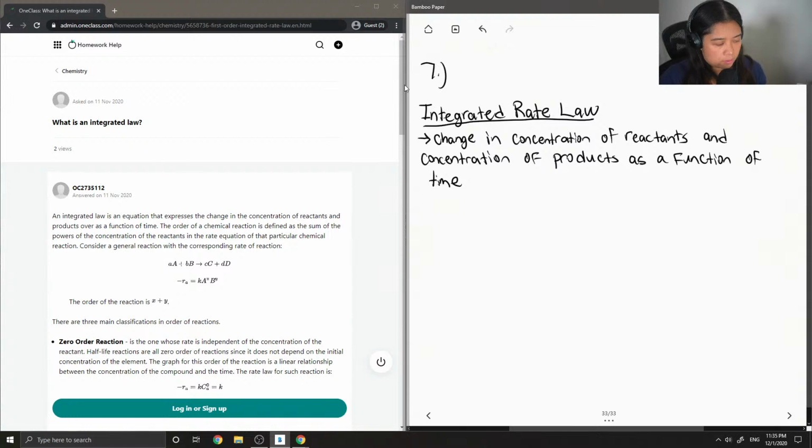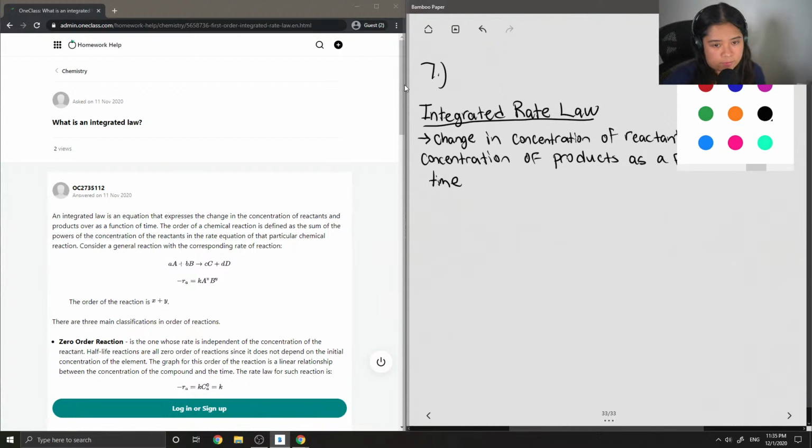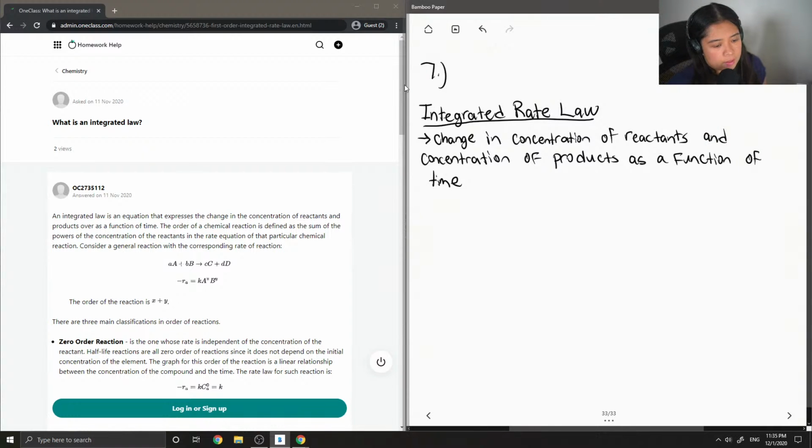Okay, so there are 3 main classifications for the different orders of reactions that can be described using an integrated rate law. So I'm just going to make a summary table. So the 3 different types are a zero order reaction, second type is a first order, and lastly, you can have a second order.